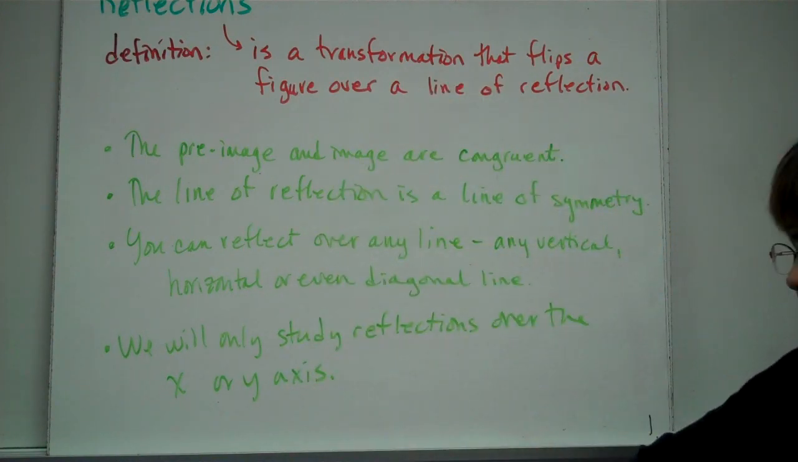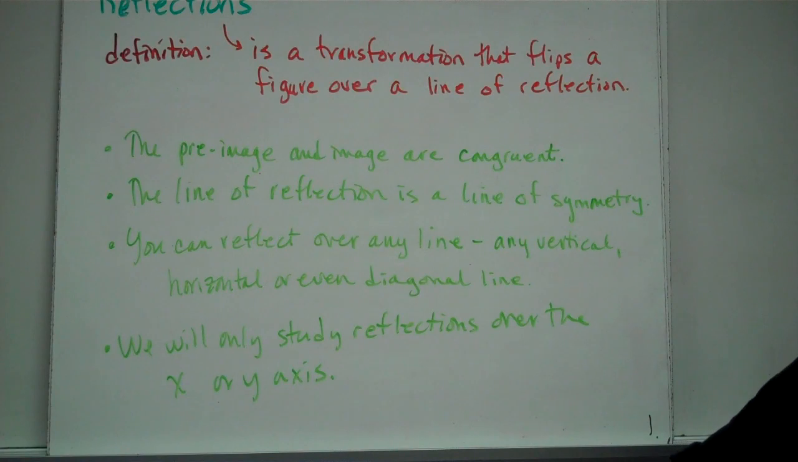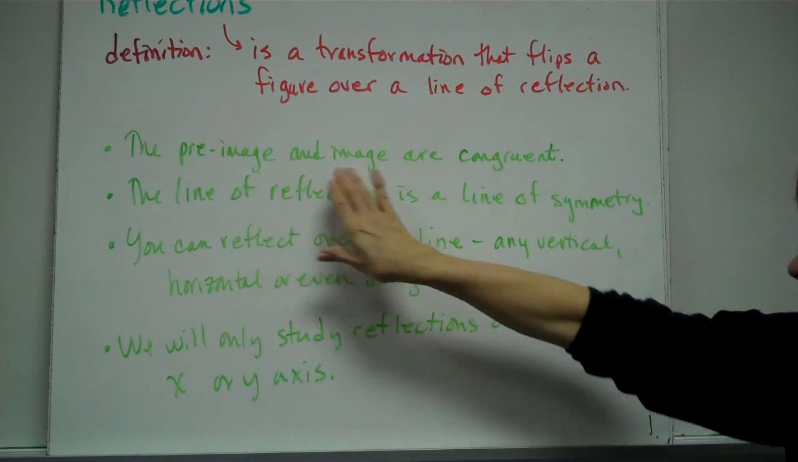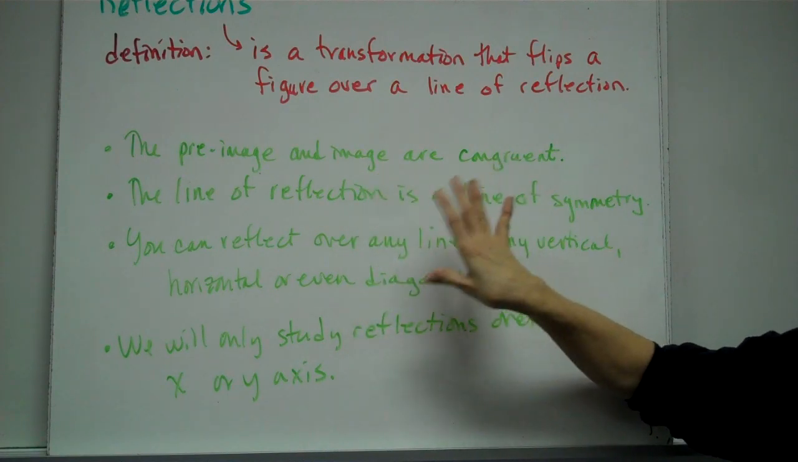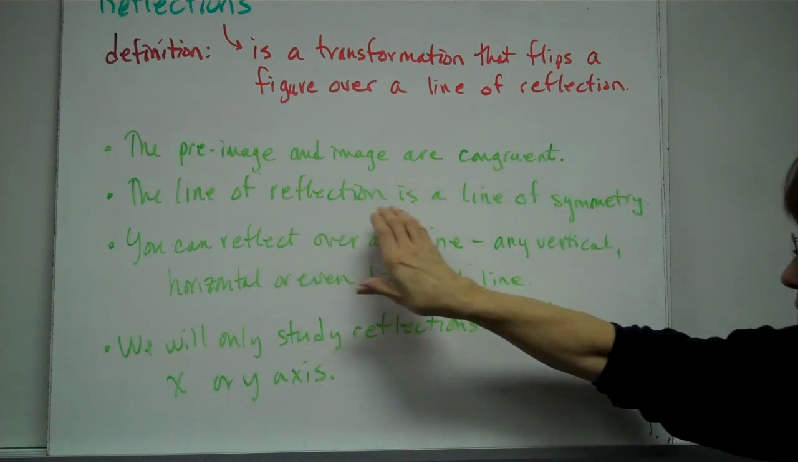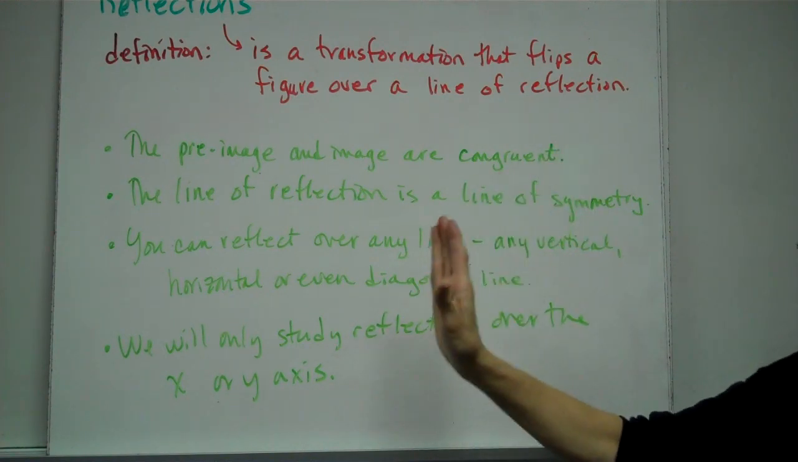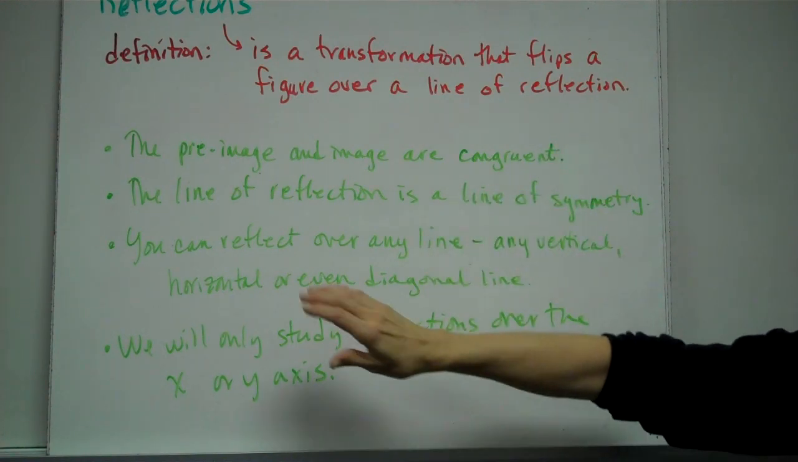Here's some facts. You might want to write down some of them. You might want to write down all of them. Just write down the ones that you think would help you the most. The pre-image of a reflection and the image of a reflection are congruent. They're the same size, same shape. The line of reflection is a line of symmetry. Okay, so the line is in the middle, and the two objects will be on either side, and they'll be symmetrical.